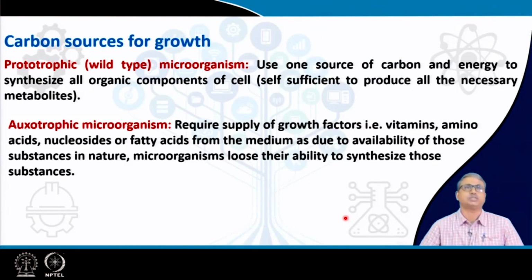Regarding the carbon sources which are used for growth, there are again two types of organisms. One is the prototrophic organism. These are called prototrophs because they are wild type organisms. They use one source of carbon and energy to synthesize all organic components of the cell, self-sufficient to produce all the necessary metabolites. So, all the necessary requirements, the cofactors, vitamins, the amino acids, everything is produced by these microorganisms by themselves.